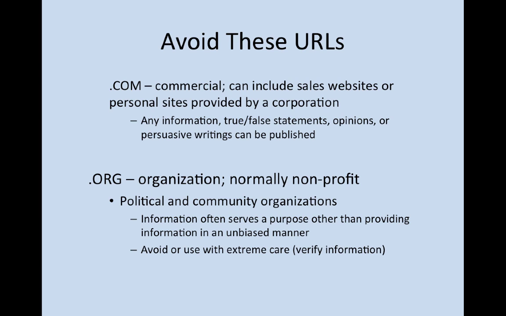Certain types of websites too often include untrustworthy or irrelevant information. These sites should normally be avoided in order to save research time and avoid including incorrect or biased information in your research findings. .com is for commercial organizations or companies. They can include sales websites or personal websites provided by a corporation and sold or leased to individuals. The sites regularly allow any content, true or false statements, opinions, or persuasive writings to be published. There is seldom any type of verification or fact-checking process in place to ensure the content is accurate. The sites often contain content for the purpose of entertaining, persuasion, and advertising.